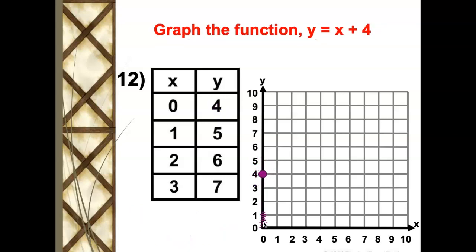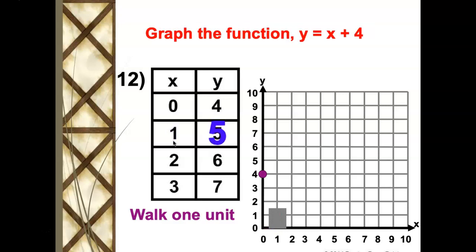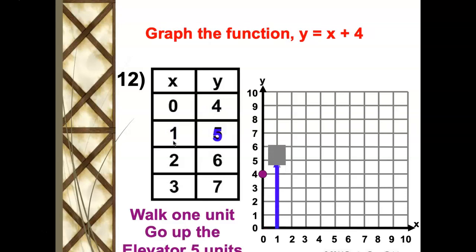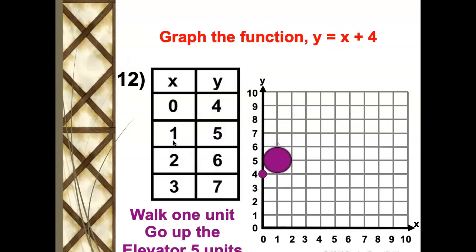Now we move on to the second pair, 1 and 5. The person is now back to 0. You have a value of 1, so it's positive, so it goes to the right by 1 unit. And then it's now inside the elevator. It's going to go up by 5 units. There you go. Then that's your second point.